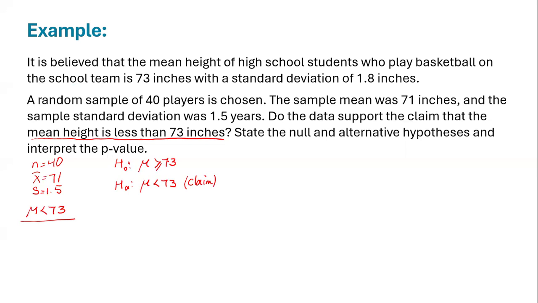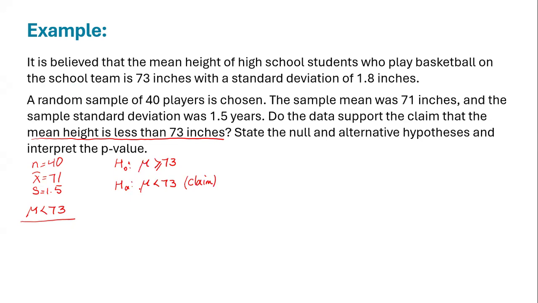After writing the null and alternative hypotheses, now we have to know what test we are going to use. Are we going to use z-test or t-test? This is a hypothesis test on the population mean. For population mean, we have two cases. If sigma is known, we use z-test. If sigma is unknown, we use t-test.